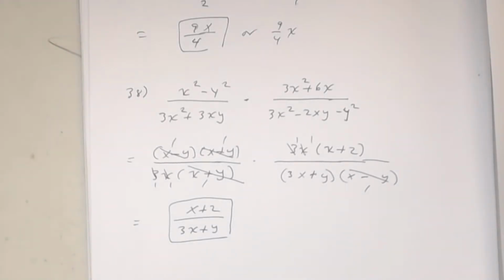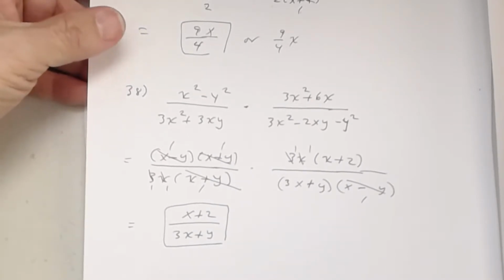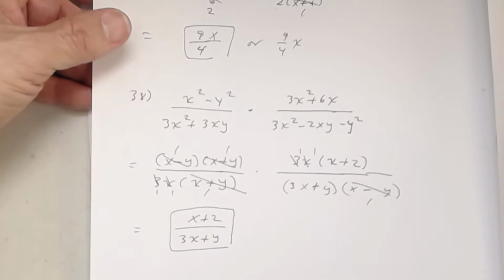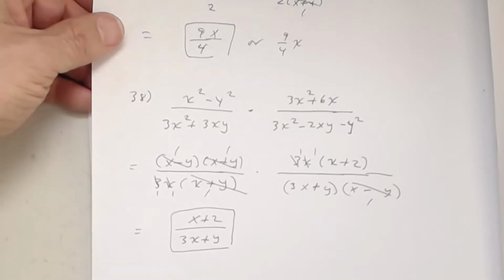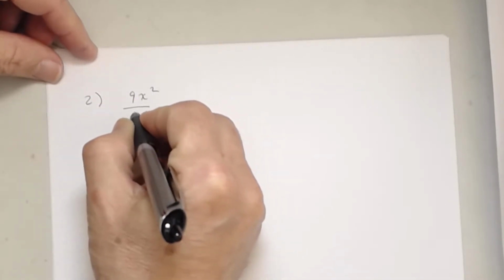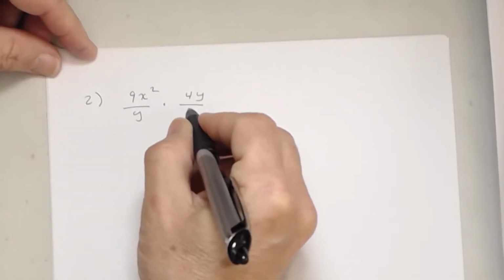It's not difficult. Okay? All right, now let's look at number 2. Number 2. You have 9x squared divided by y times 4y divided by 3x cubed.